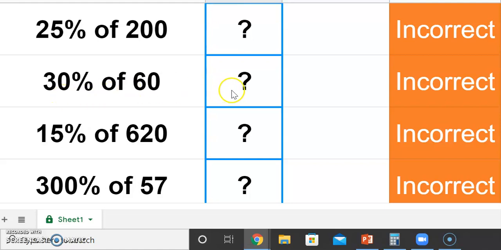30% of 60. So for this one, you're going to think if I have 10% of 60, we already established that that was 6. So if 10% of 60 is 6, think about taking that times 3, because 10% times 3 is going to give you the 30%. So 10% of 60 is 6. Take that then times 3.